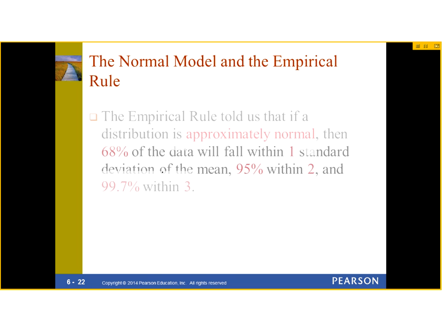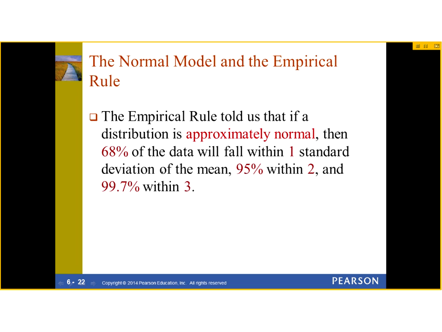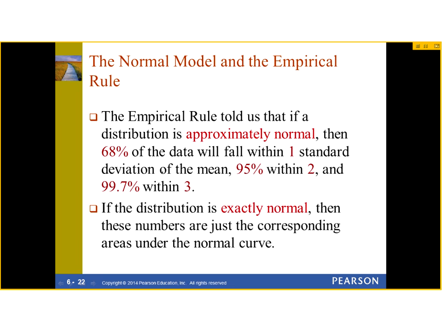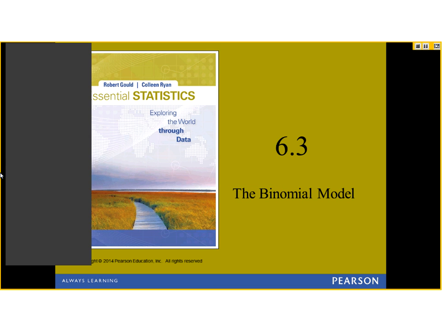The empirical rule tells us that if a distribution is normal, then 68% of the data falls within 1 standard deviation, 95% fall within 2, and 99.7% fall within 3.